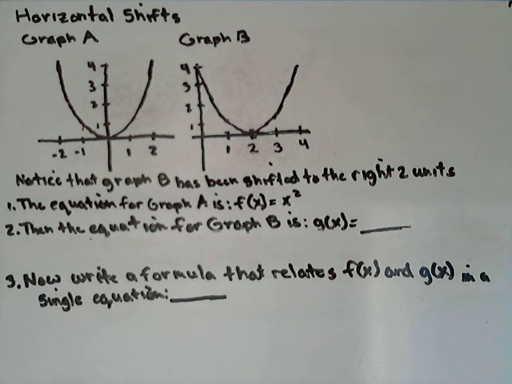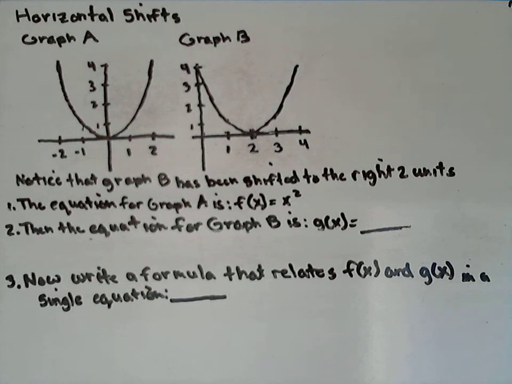Today it looks like we'll be dealing with horizontal shifts, which are Lesson 2, page 28 in your activity guide. We'll notice that we've been given two graphs, both graph A and graph B. We'll notice that graph B has been shifted to the right by 2 units. The equation for graph A is f of x equals x squared. Then the equation for graph B is g of x, so we need to find out g of x.